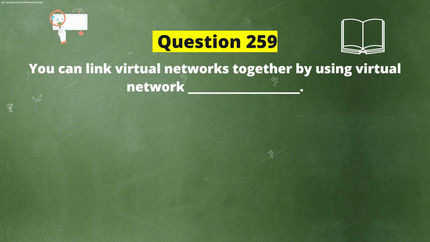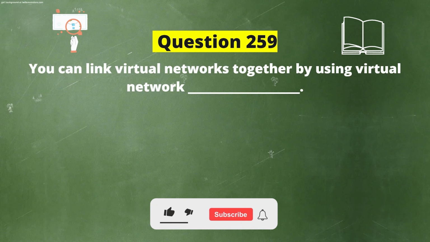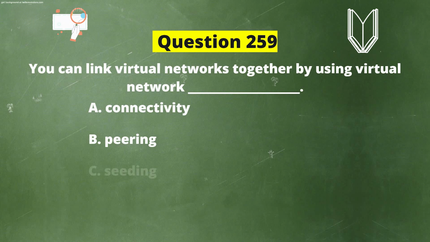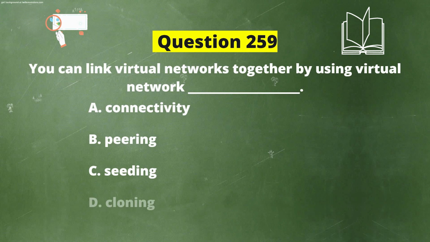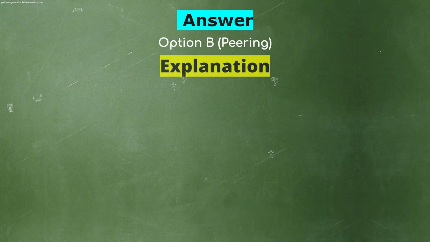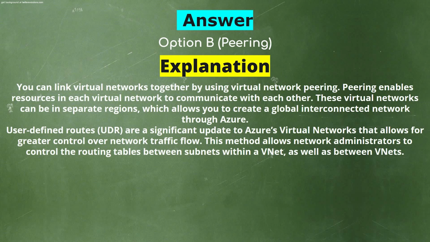Next question. You can link virtual networks together by using virtual network dash, and the options are A. Connectivity, B. Peering, C. Seeding, D. Cloning. And the correct answer is option B. Peering. Explanation. You can link virtual networks together by using virtual network peering.